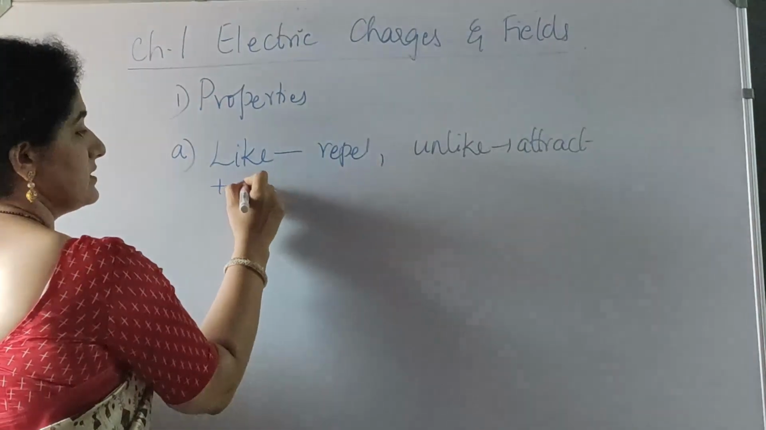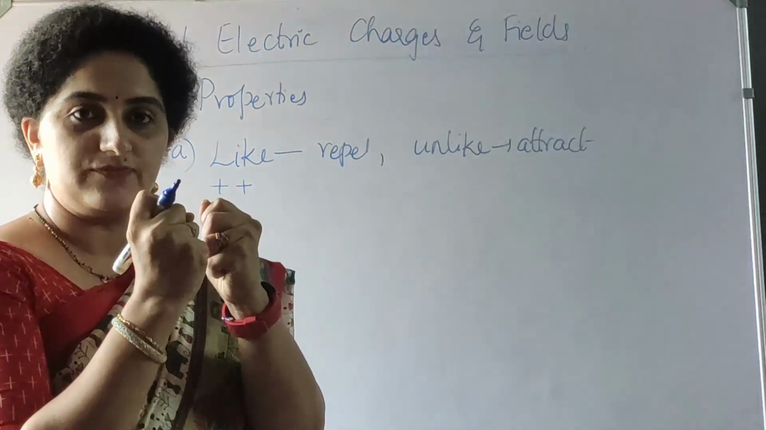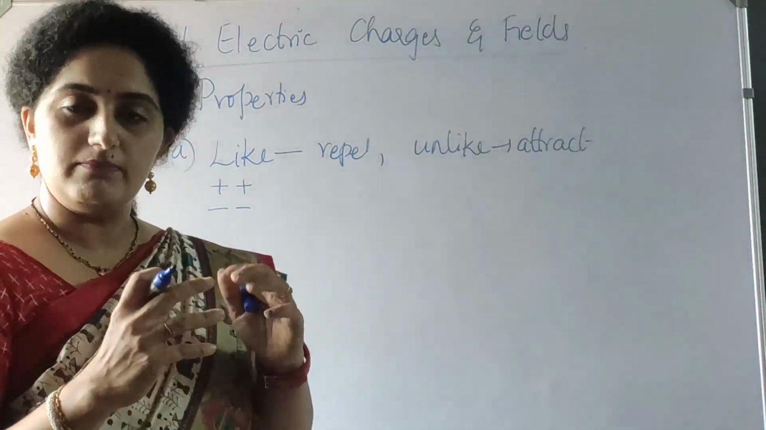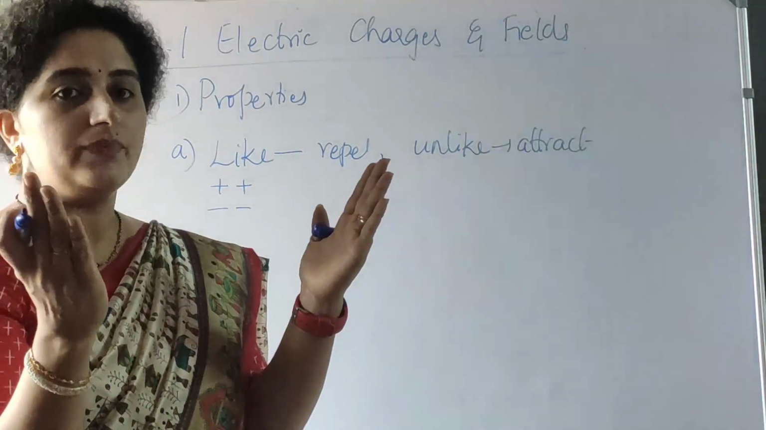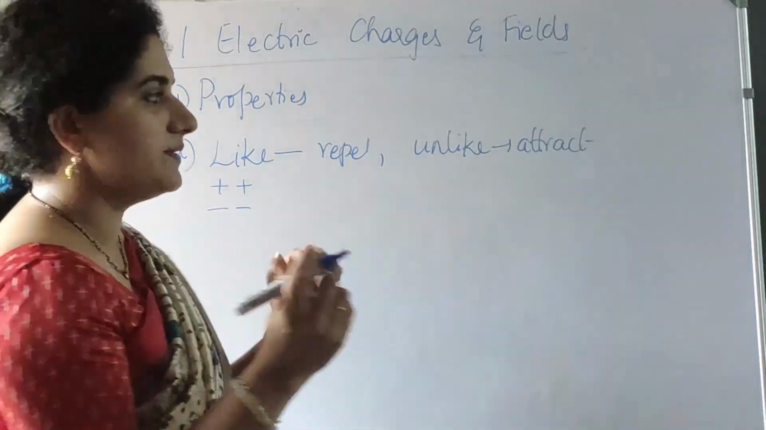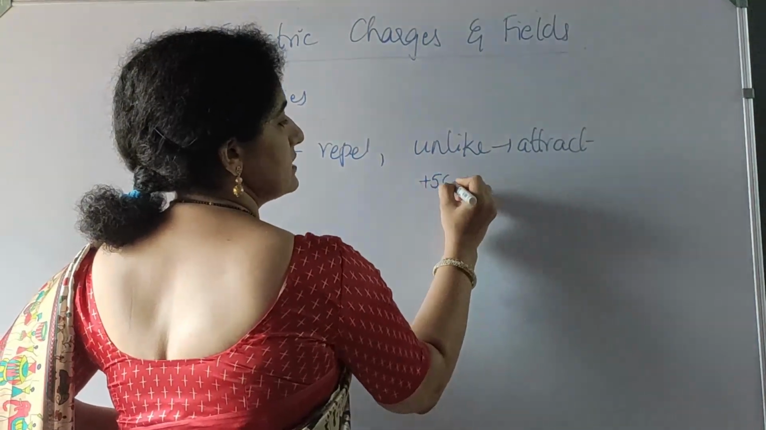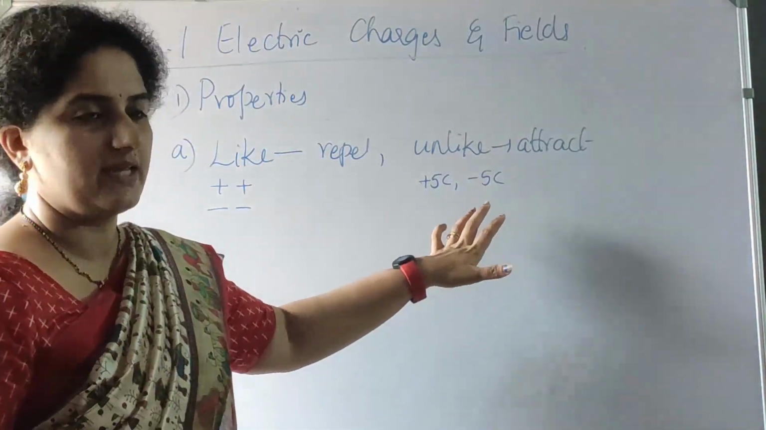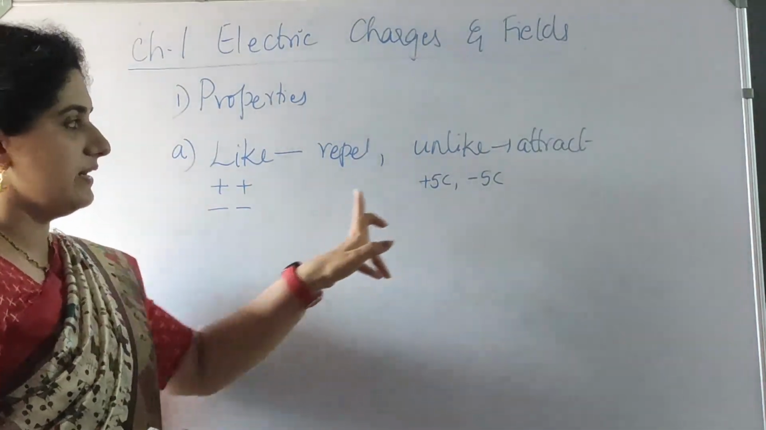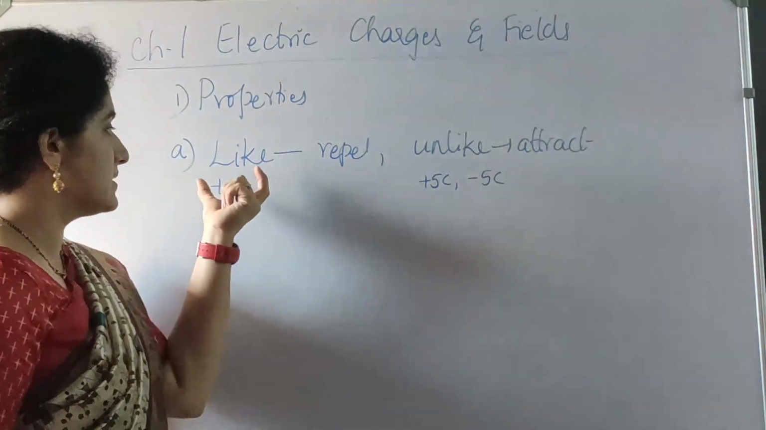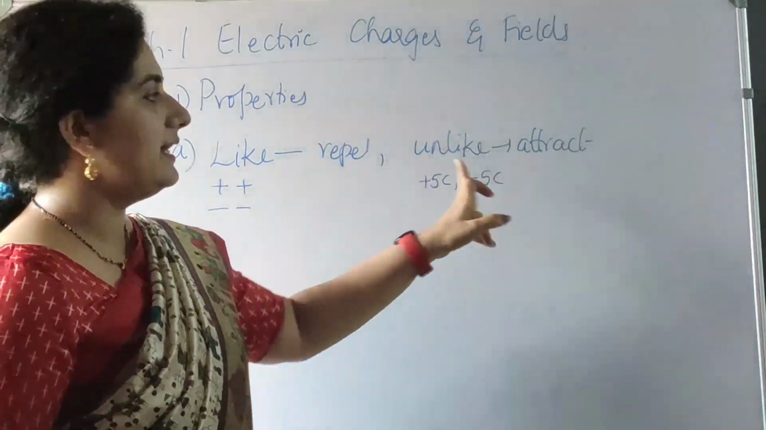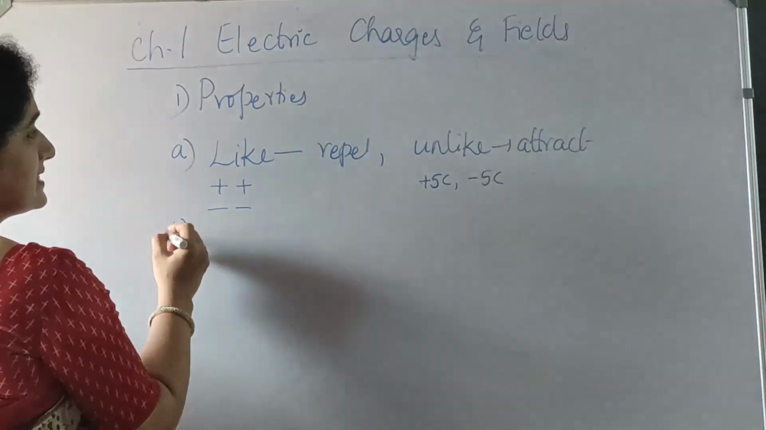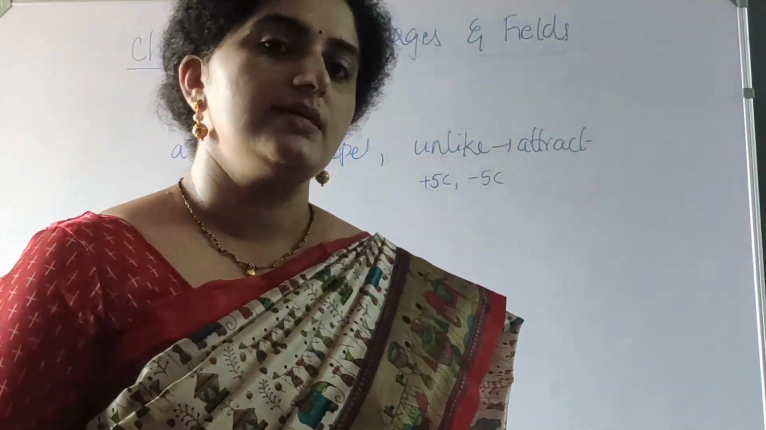That means if I have plus 5 Coulomb and plus 5 Coulomb, they will always repel. Minus 5 Coulomb and minus 5 Coulomb will also repel, so they will move in the opposite direction. Plus 5 Coulomb and minus 5 Coulomb will always attract each other. This is the basic example I have taken: positive, negative, positive and negative. Like charges will always repel and unlike charges will always attract each other. So this is the first property of charges.